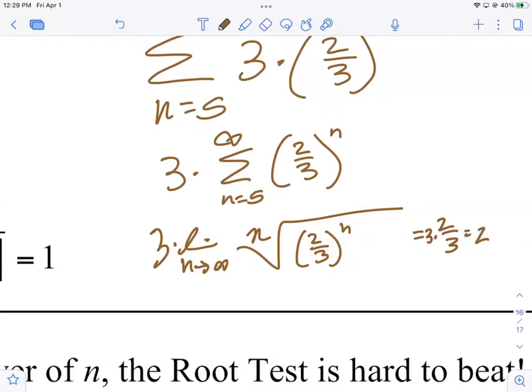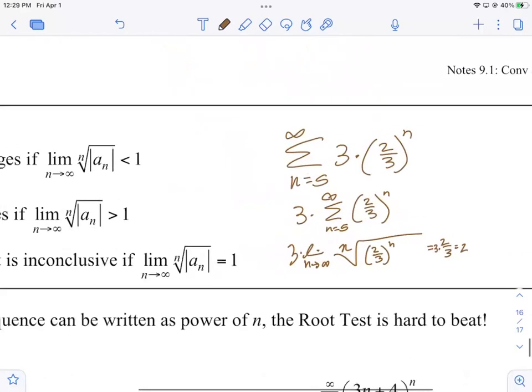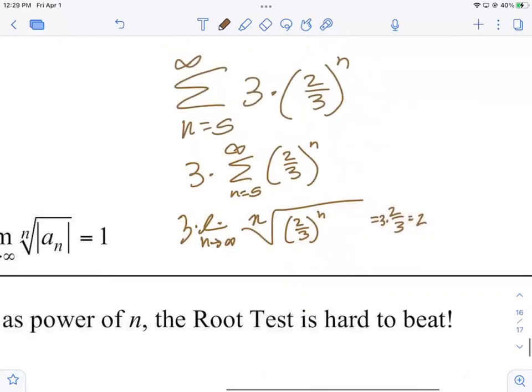Wait, that didn't turn out right. The 3 is outside the test. So let's just get rid of 3. All right, he's out front. We got rid of it.